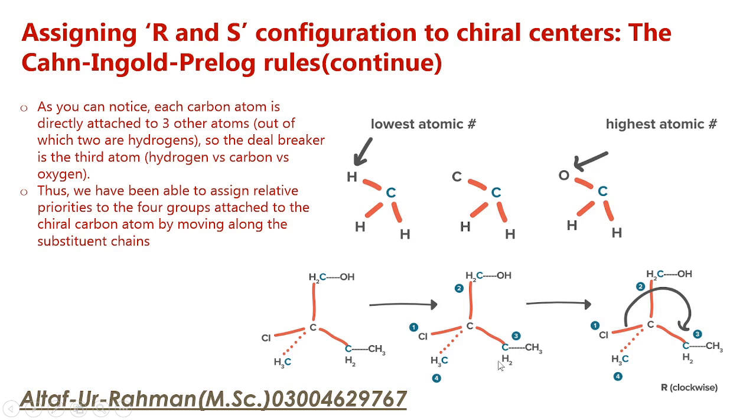So how can we assign the priorities here? Chlorine is the first priority, CH2O second priority, CHCC third priority, and CH3 is the fourth priority. So from highest to lowest priority, it will be R.